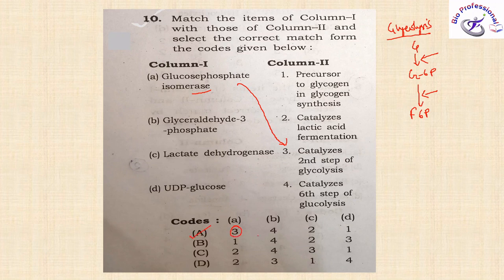A is correct. So let us also check the other option, B. Glyceraldehyde 3 phosphate dehydrogenase catalyzes the sixth step of glycolysis. Same. Next, lactate dehydrogenase catalyzes the lactic acid fermentation. Okay, and UDP glucose is the precursor of glycogen in glycogen synthesis. So option A is correct.